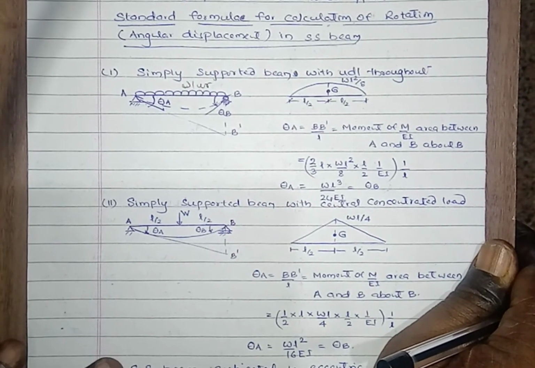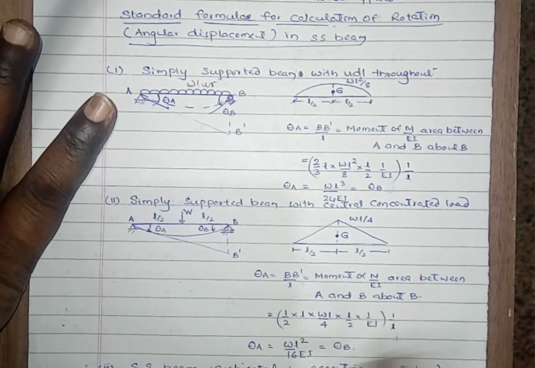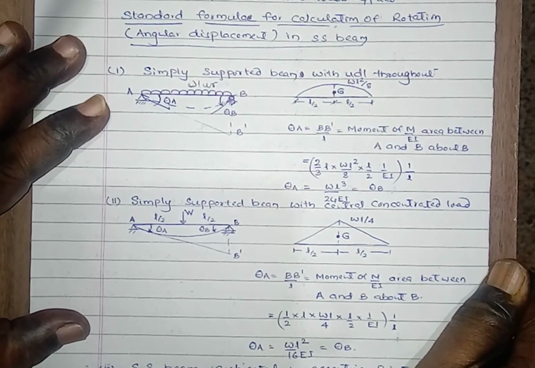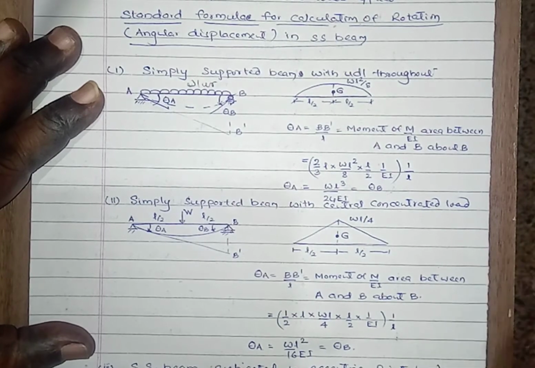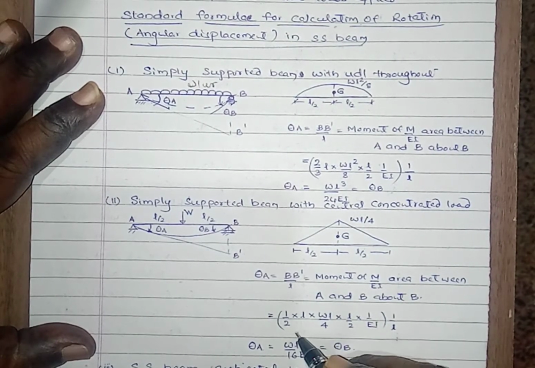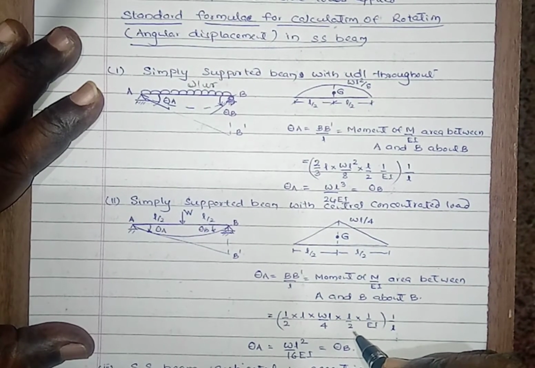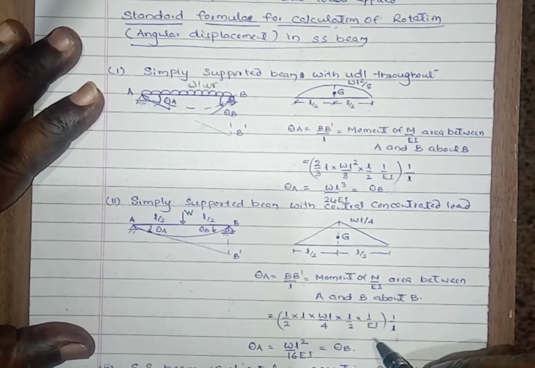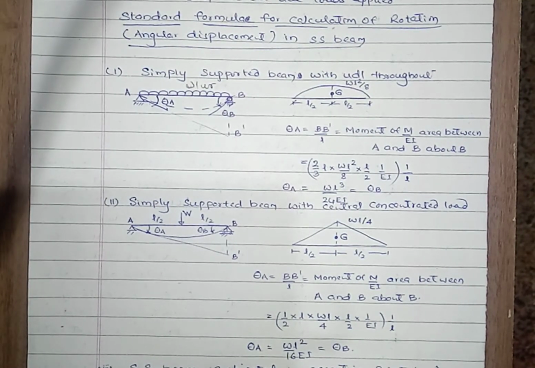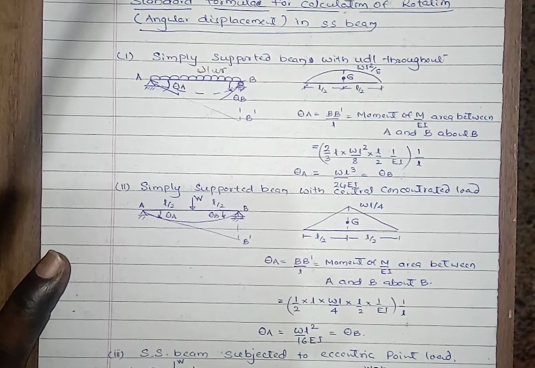Here the slope at A is given by theta A equals BB dash by L. That one is the moment of M by EI diagram, area between A and B about B. That one equals the area of this bending moment diagram and the centroidal distance from B, that equals half into L, the ordinate is WL by 4, into centroidal distance L by 2 into 1 over EI, that equals BB dash divided by L. Then theta A equals WL square divided by 16 EI, that equals theta B, since that is symmetrical.